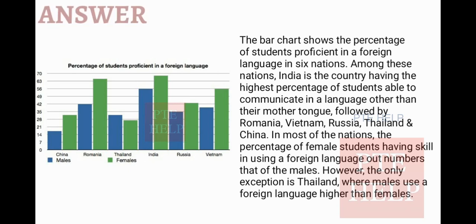In most of the nations, the percentage of female students having skill in using a foreign language outnumbers that of the males. However, the only exception is Thailand, where males use a foreign language higher than females.